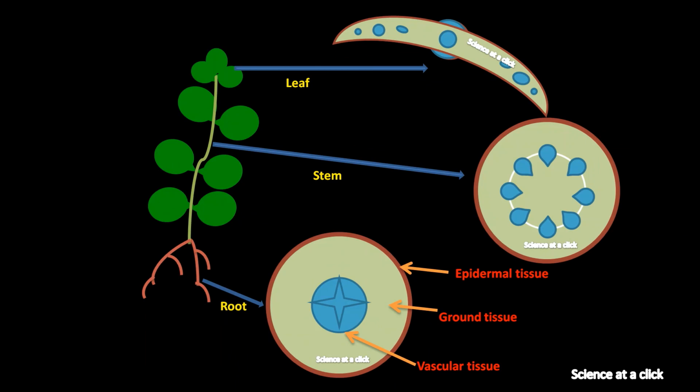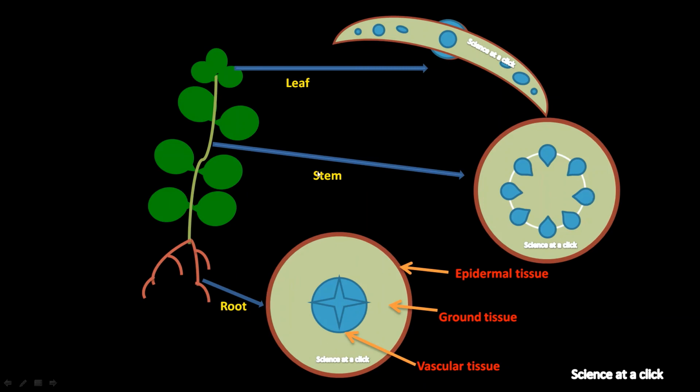For better understanding, let us see how this tissue is arranged in different parts of the plant body. When it comes to the root, this is the vascular bundle, this is the ground tissue, and then there is the epidermis. Roots are always in a circular manner. This is the entire cross section of a root, and this is how the arrangement is seen.